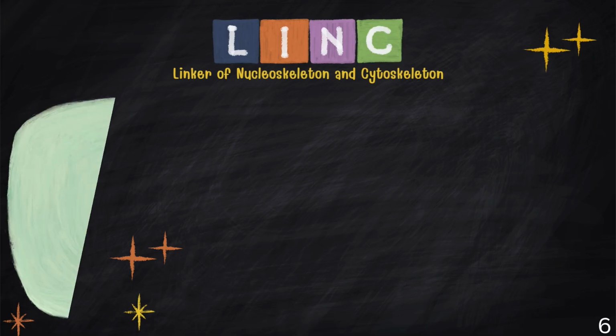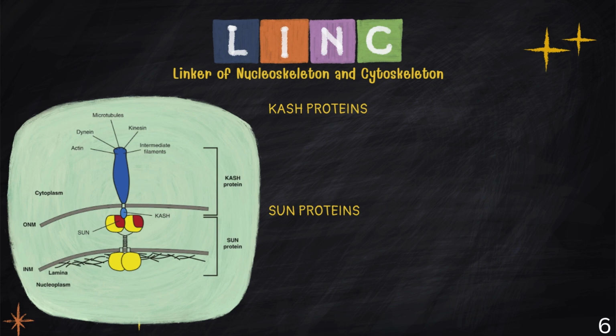Moving on, I would also like to explain a complex that helps maintain nuclear structural integrity, known as the linker of nucleoskeleton and cytoskeleton complex. This complex is made up of KASH and SUN domain proteins.